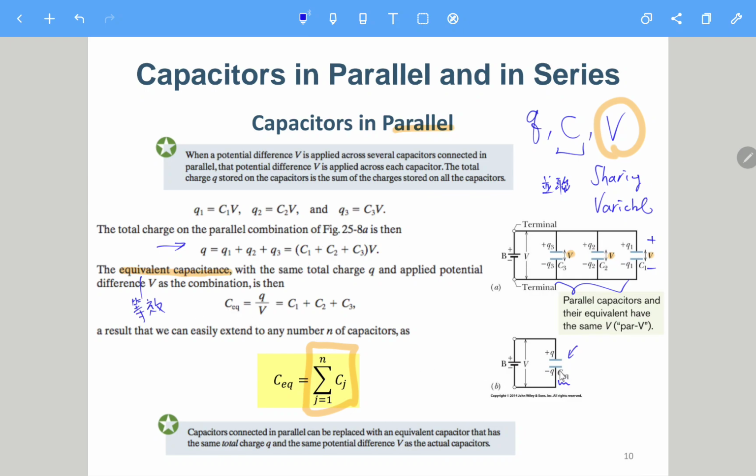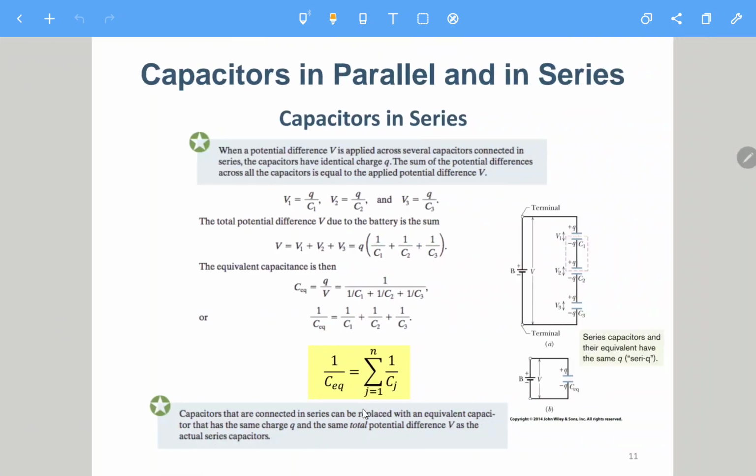So if we have an equivalent capacitance connecting to the same battery, we should have C equivalent equals Q over V. And from the extreme left and extreme right, Q over V is also C1 plus C2 plus C3. So C equivalent is C1 plus C2 plus C3. That's why we just add the capacitances together for parallel capacitance. If we have N capacitors in parallel, we just add all of them together.